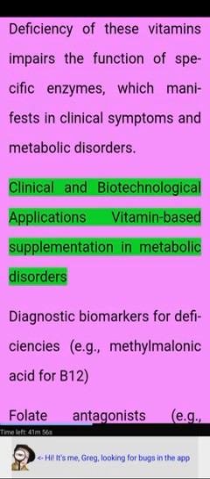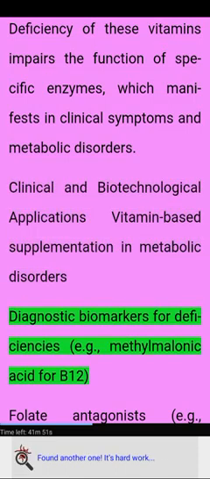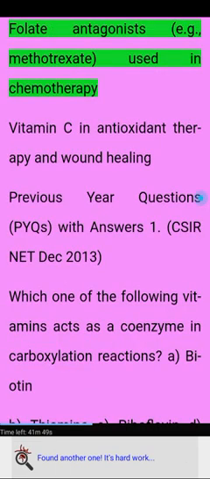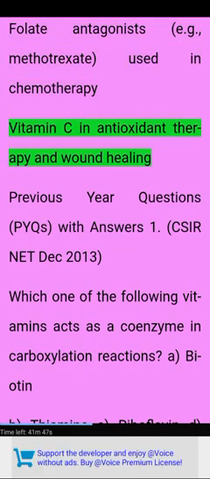Clinical and biotechnological applications: vitamin-based supplementation in metabolic disorders. Diagnostic biomarkers for deficiencies, for example methylmalonic acid for B12. Folate antagonists, for example methotrexate, used in chemotherapy. Vitamin C in antioxidant therapy and wound healing.